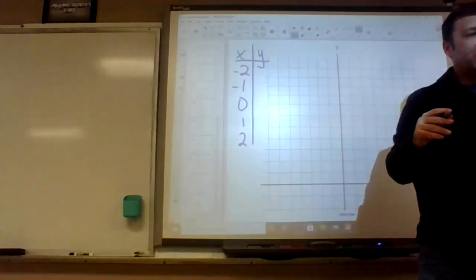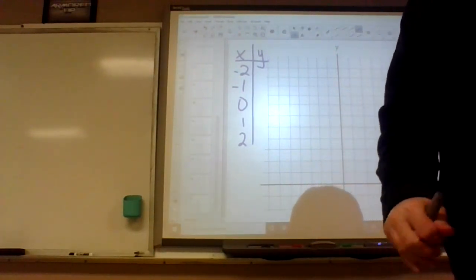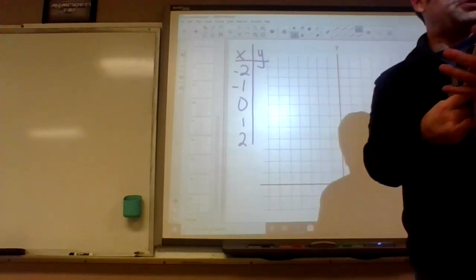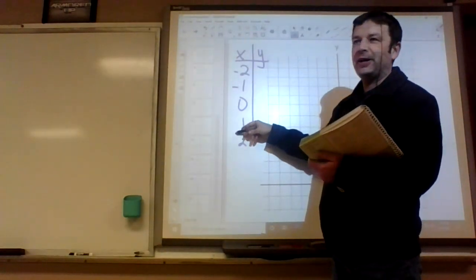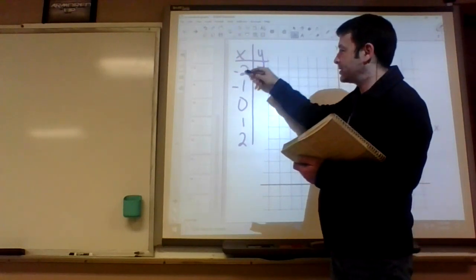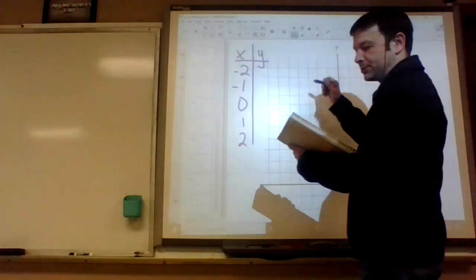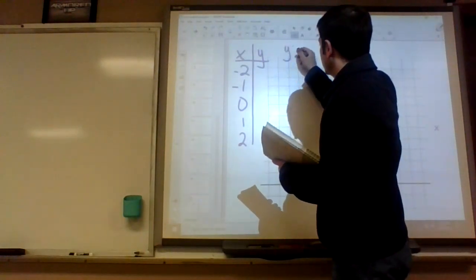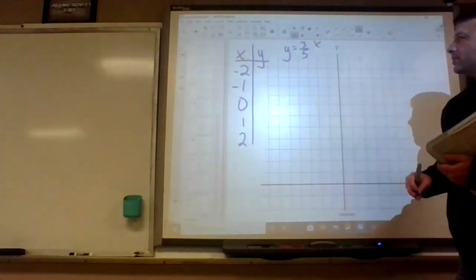All right. 39 does not tell us what to use for the table. So I want you guys to use the 5 standard x values, -2 to 2. And it says y equals 3/5 to the x.